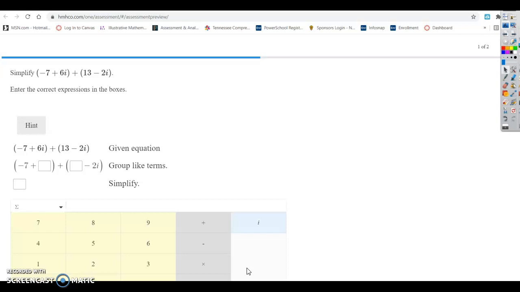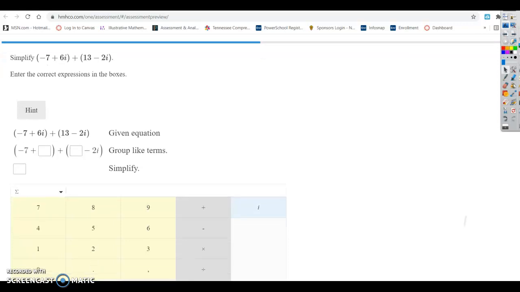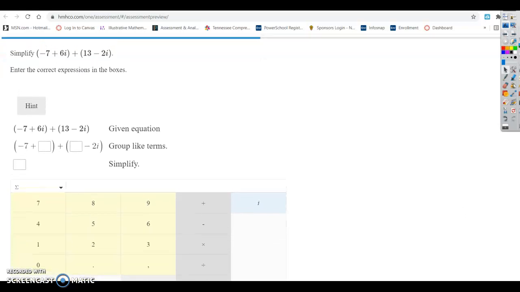If you remember, just going to remind you that a complex number is written in the form a plus bi. So what we're going to do is combine the real parts and the imaginary parts. So it says given the equation, we've got negative 7 plus 6i, and then we're going to add that to 13 minus 2i. So what we need to do is find the real parts, so negative 7 and 13. So we're just going to add those together, and then we're going to add the imaginary part together.